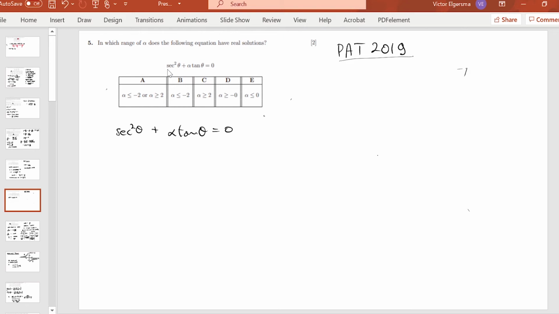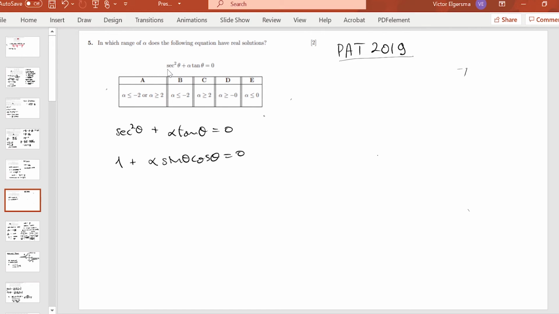The question is, in which range of alpha does the following equation have real solutions? Basically the question is solve for theta and tell me for which alpha I can get a solution for theta. I've written out the equation here. You know that sec is 1 over cos, tan is sine over cos, so we have cos in the denominator. We have two cosines here, so it doesn't hurt to multiply through by cos squared, and then we have 1 plus alpha sine theta times cos theta is equal to 0.